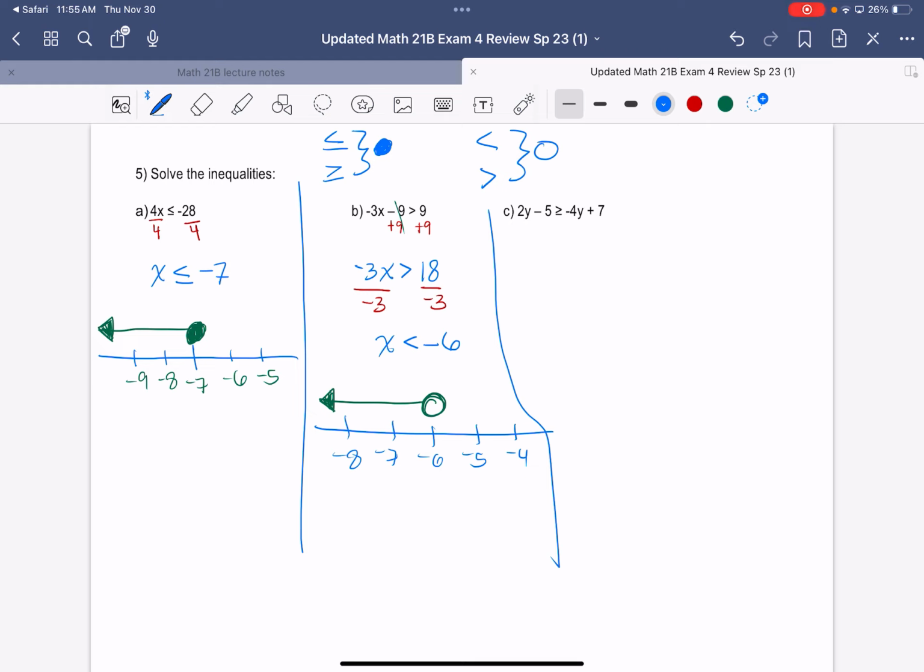Okay, part C. 2y minus 5 is greater than or equal to negative 4y plus 7. All right, let's get our y's to the left-hand side. So I'm going to add 4y to both sides of the inequality. That way the 4y is canceled. I get 6y minus 5 is greater than or equal to 7. Next, we add 5 to both sides. So we get 6y is greater than or equal to 12. 7 plus 5 is 12.